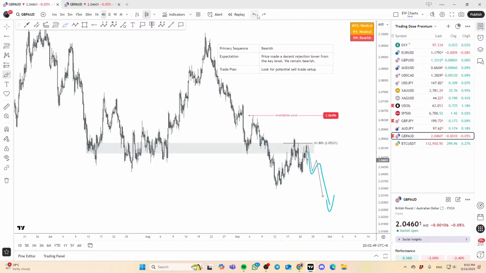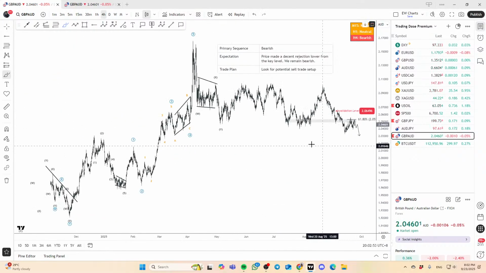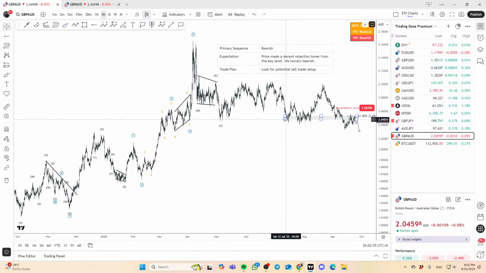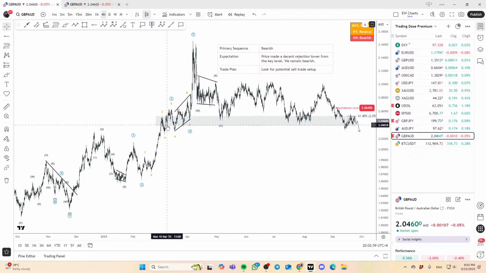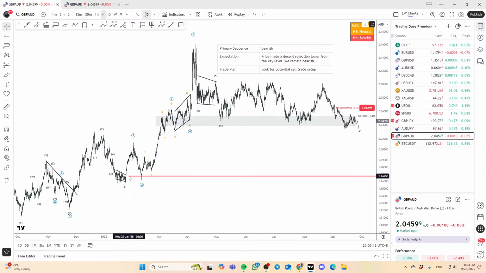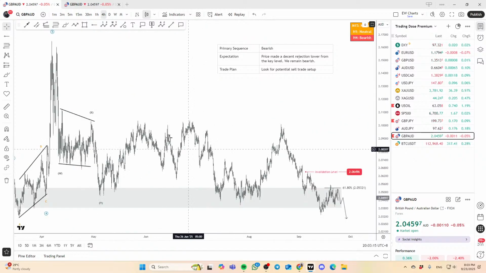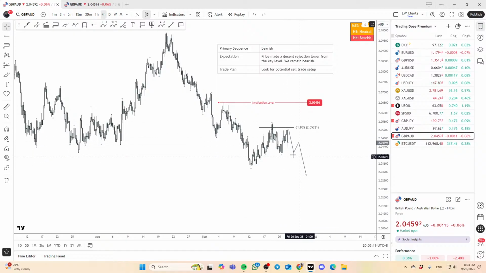And the room to the downside, to be honest, you can see is pretty huge. Once this area is clear, there's a good chance the next area that price would gravitate towards is around 2.0080, very close to the 2.0 psychological number, and even potentially lower. So the downside is definitely there in terms of the room in which price can travel.